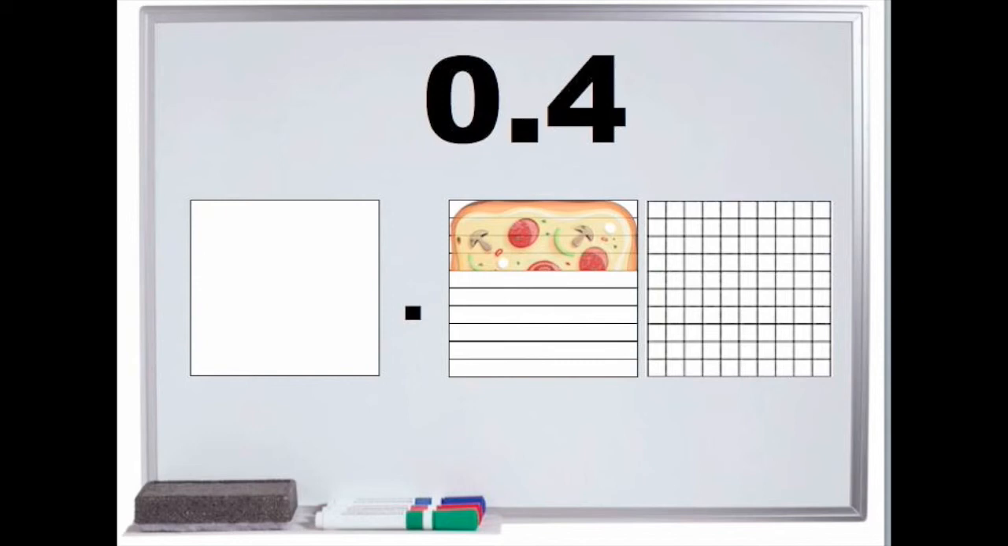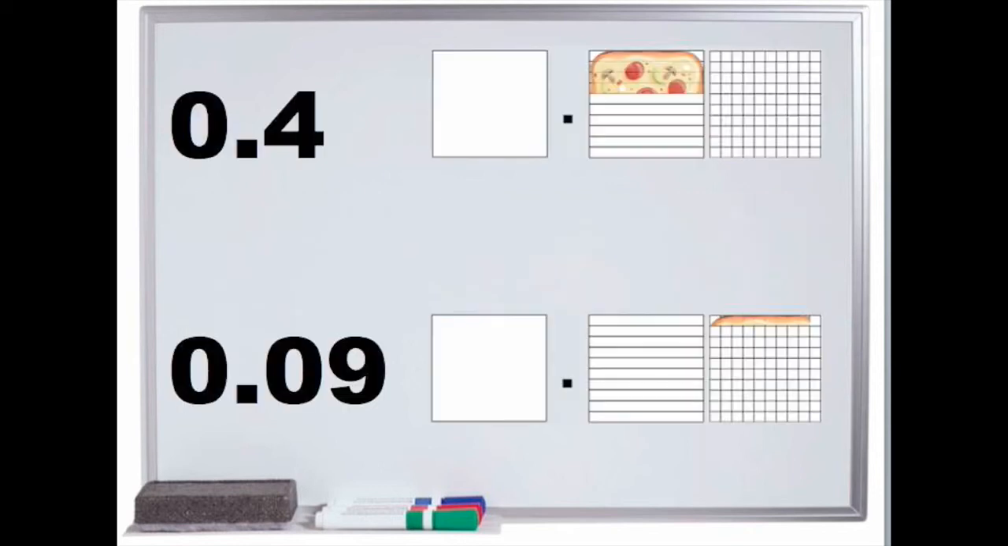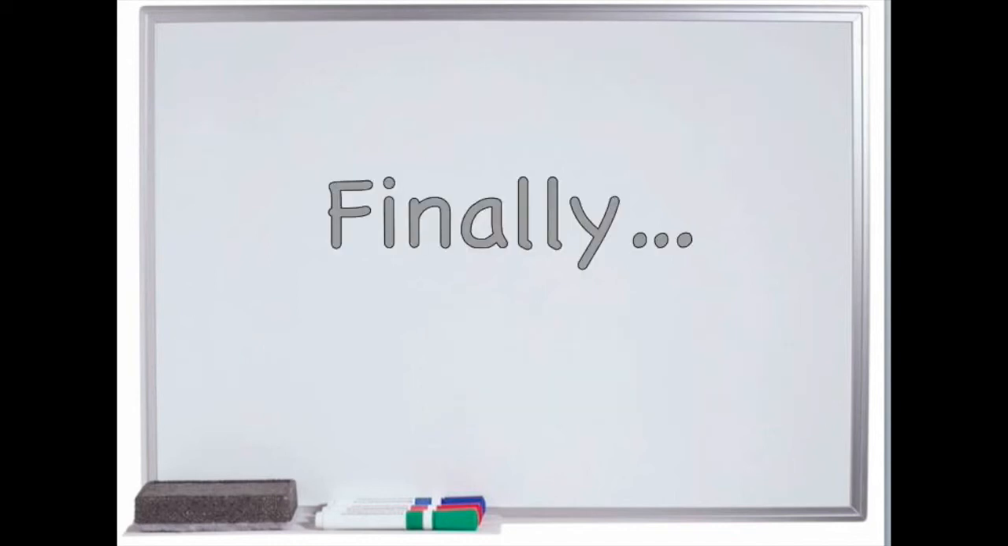Let's have a look at that using pizza again. This is 0.4 pizza. Notice that we have no wholes and no hundredths, but we have 4/10. And this is 0.09 pizzas. Notice how this is very small. We have 0 wholes, 0/10, and 9/100. Again, when you can see the pictures next to each other, it is clear that 0.09 is much smaller than 0.4.